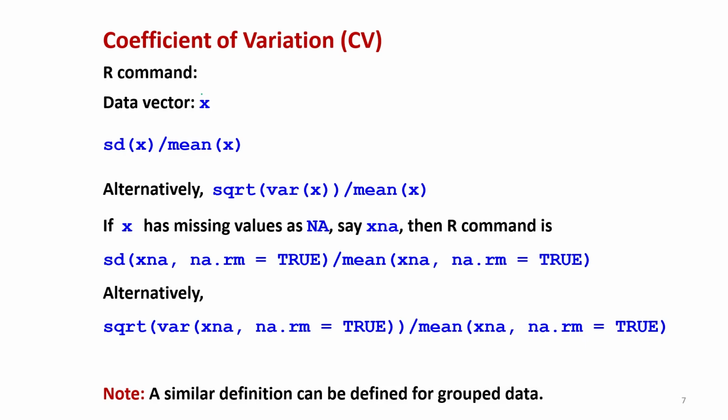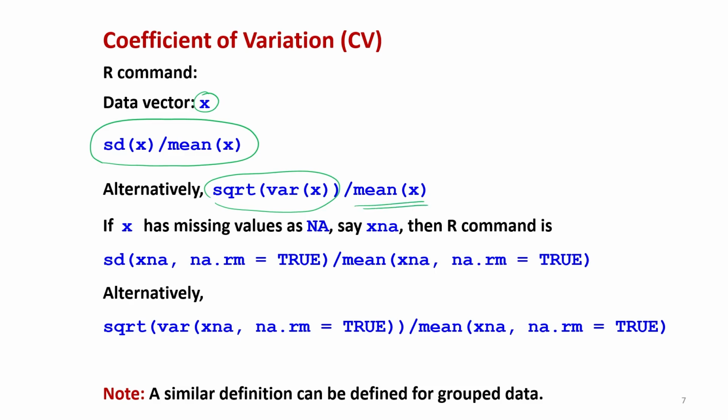So if I have a data vector x which has all the observations, then I can compute the coefficient of variation by the command SD of x divided by mean of x. Alternatively, if you want to use the command square root of variance of x in place of standard deviation, then that can also be used, divided by mean of x.